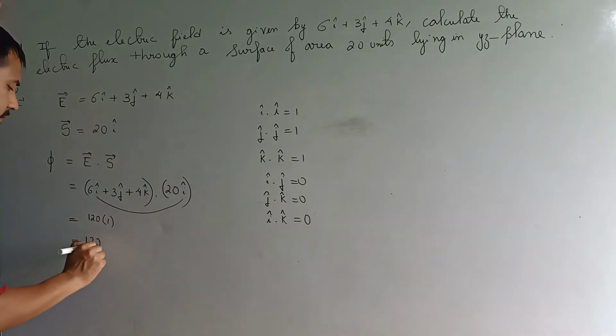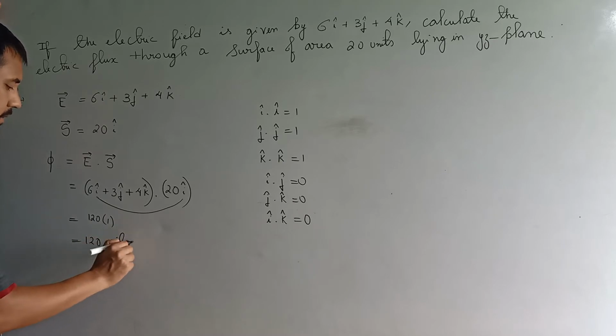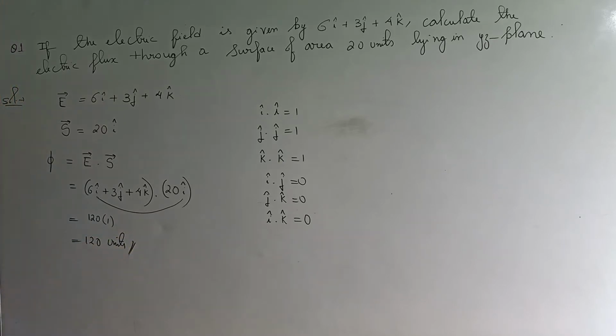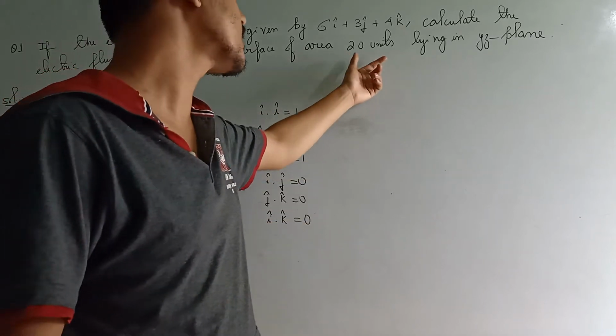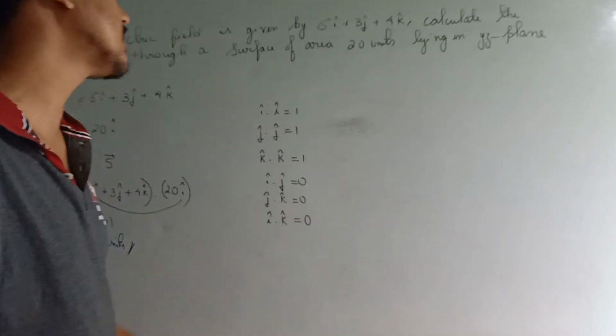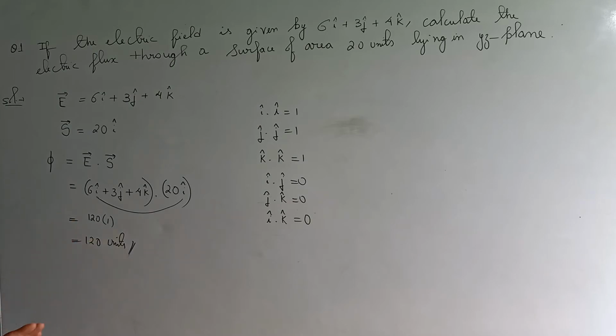So your electric flux is 120 units. So the electric flux over that surface having this much area due to this electric field will be only 120 units. Clear? Okay.